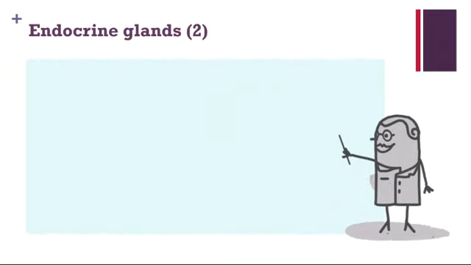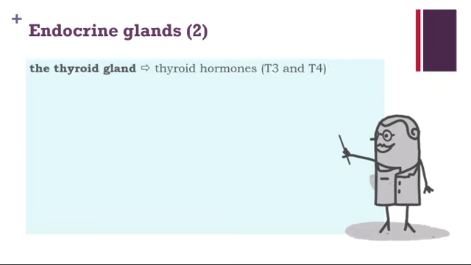The butterfly-shaped thyroid gland is located just inferior to the larynx. It is the only endocrine gland that stores its secretory products, T3 and T4. T3 and T4 regulate oxygen use and basal metabolic rate, cellular metabolism, and growth and development.